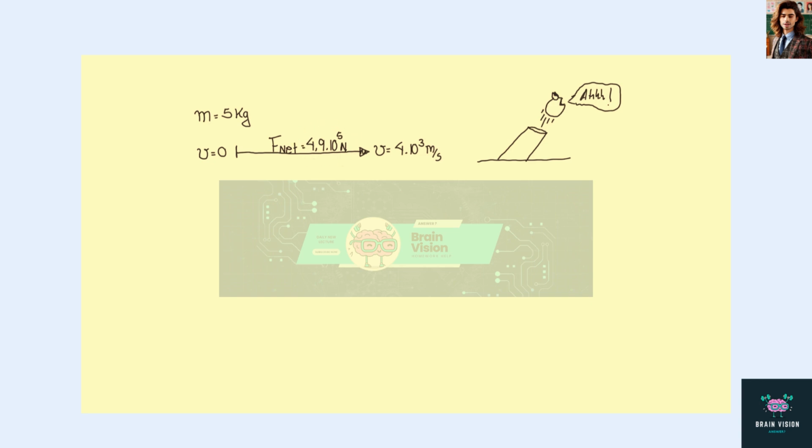In this question, a cannon fires a projectile by applying a force of 4.9 times 10 to the 5th newtons on it, and by doing that, it's capable of making its velocity change from 0 to 4 times 10 to the 3rd meters per second. Knowing that the mass of this projectile is equal to 5 kilograms, we have to determine how much time it takes for its velocity to change from 0 to 4 times 10 to the 3rd.